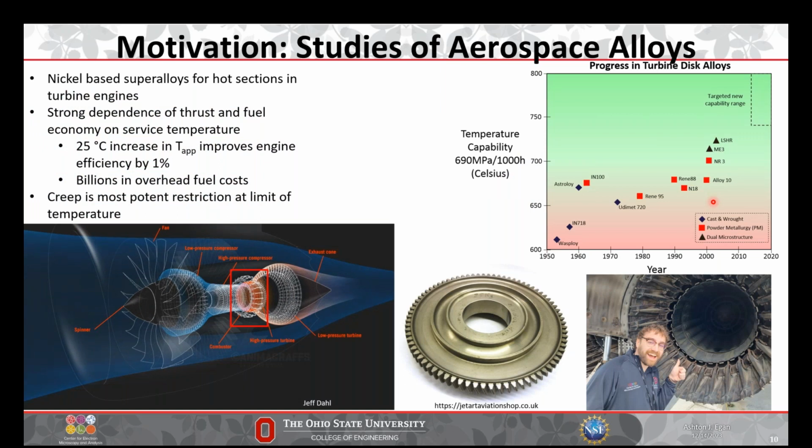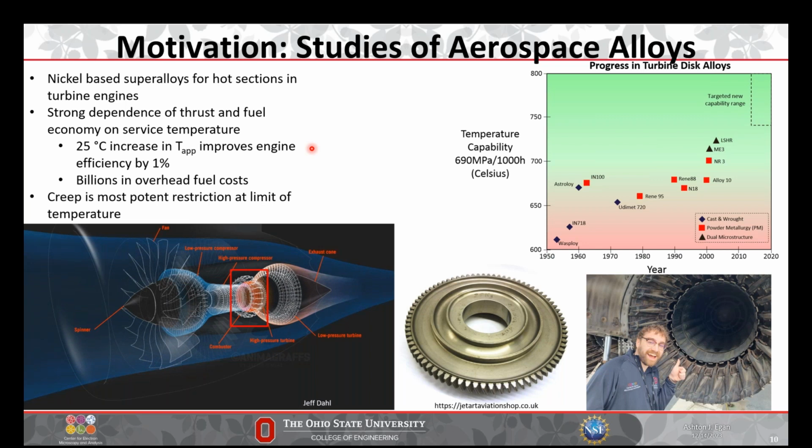back to superalloys. Why do we study aerospace alloys at all? And so the reason basically is performance, right? Nickel-based alloys specifically are used in the hottest section of jet turbine engines. So therefore, they have a very strong dependence on the thrust and fuel economy of these engines, right? So what I always like to tell people, and I think this is a fun fact, is that a 25 degrees C increase in the operating temperature of the engine will improve overall efficiency by 1%. And that might not sound like a ton, but actually this can be like billions of dollars in overhead fuel costs over the lifetime of a fleet.